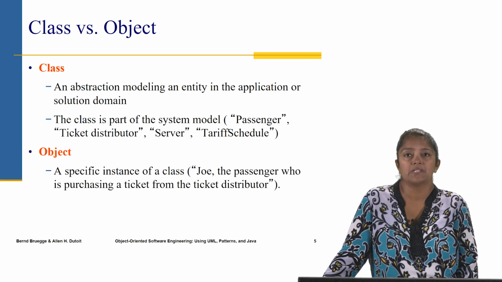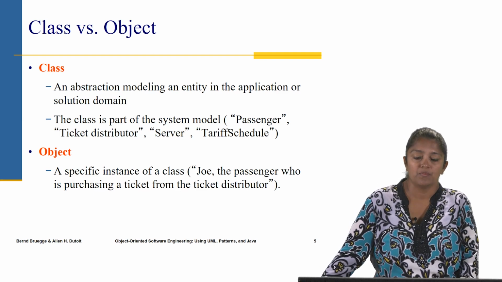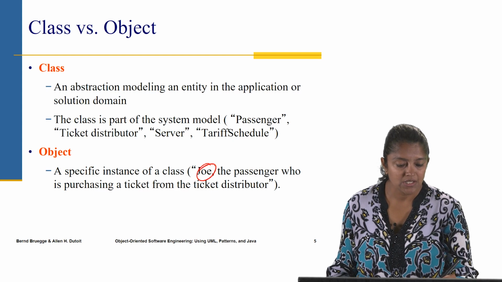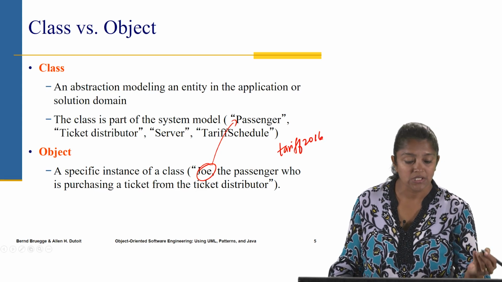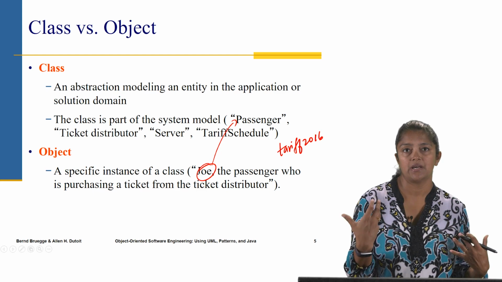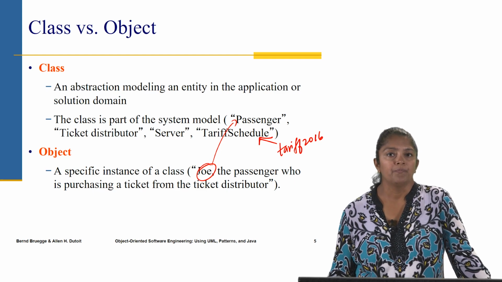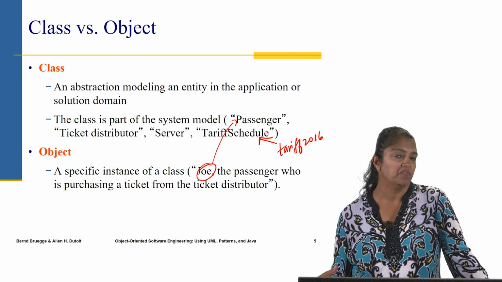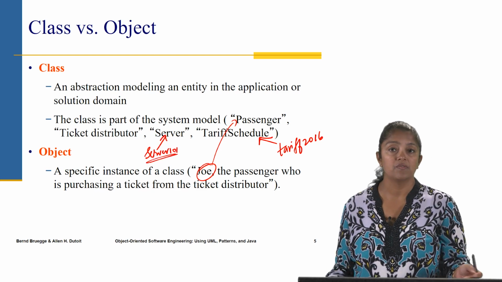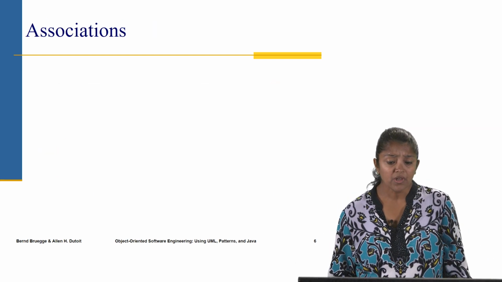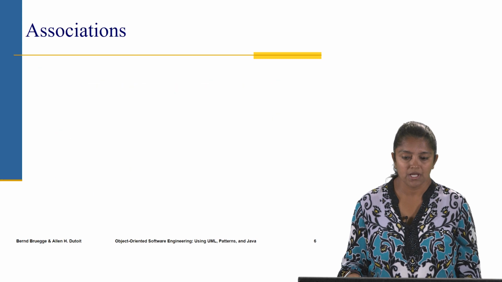When we talk about objects, that's the specific instance of the class. So Joe is a passenger who is purchasing a ticket from the ticket distributor. Joe is an instance of passenger. The tariff for 2016 is one particular instance that has the entire tariff schedule for the year 2016, so it has the actual data. It belongs to the class tariff schedule. Server, again, say server with the ID 101. Server 101 would be an instance of the server class, and it is the one with actual data. Those are some examples of objects. So class versus object, it's important to understand that difference.